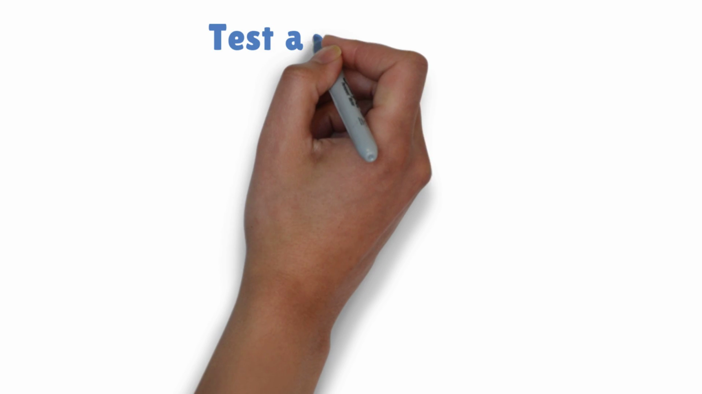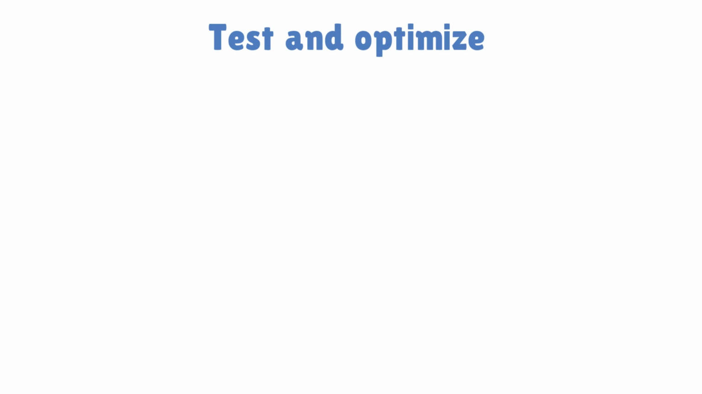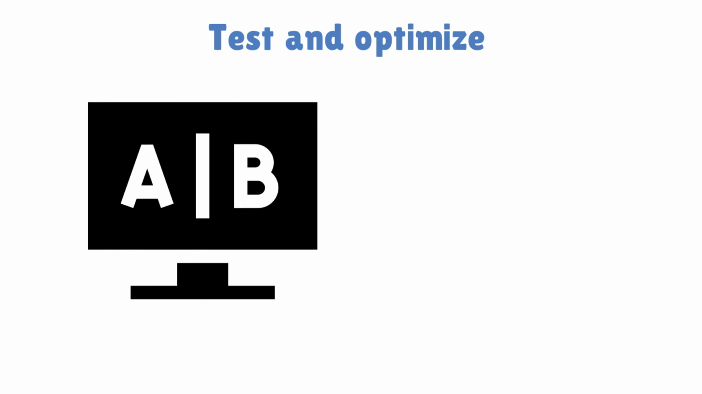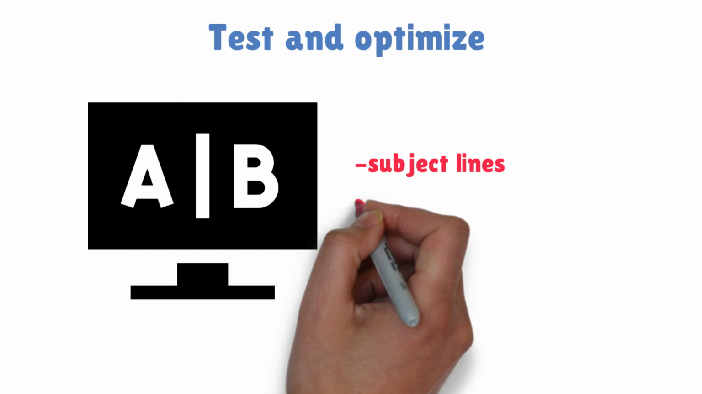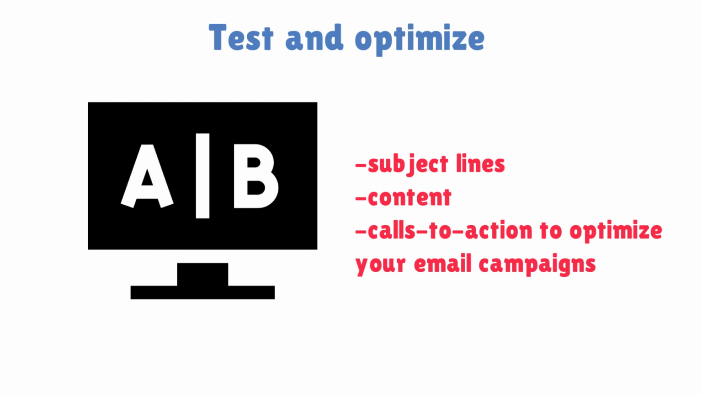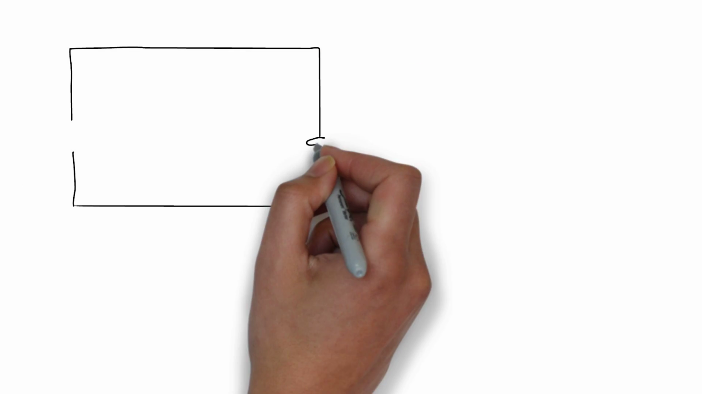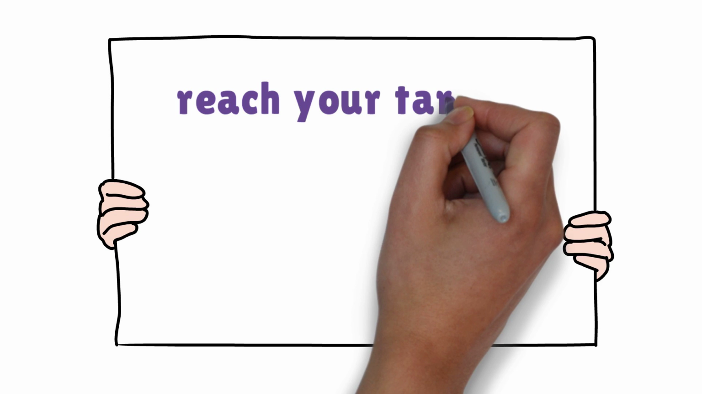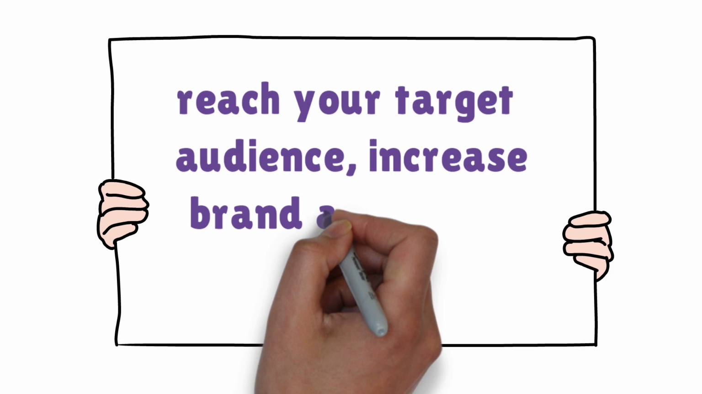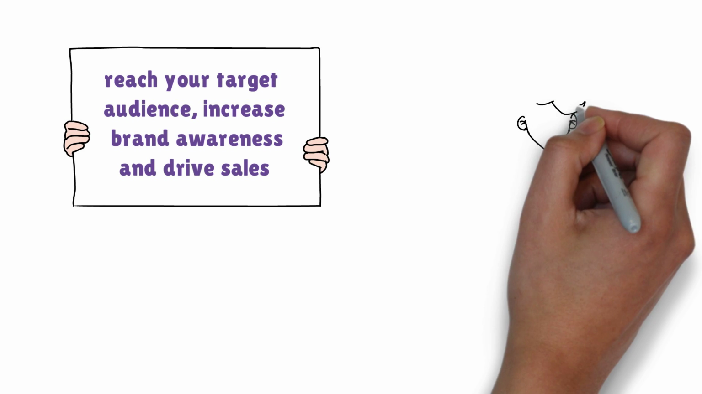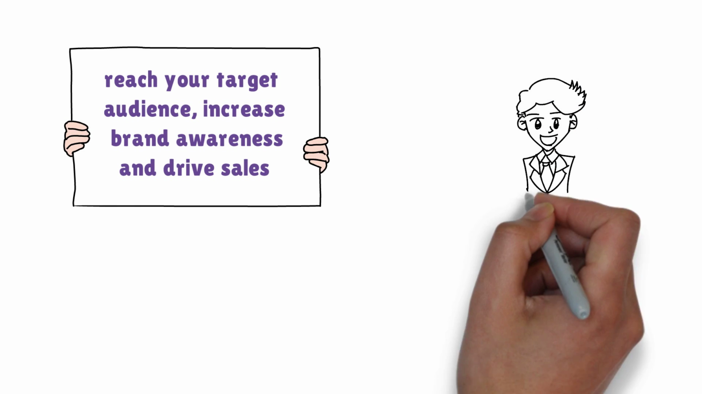And the final tip for this video is to test and optimize. A/B testing can help you understand what works and what doesn't. Test different subject lines, content, and calls to action to optimize your email campaigns. In conclusion, email marketing is a powerful marketing strategy that can help you reach your target audience, increase brand awareness, and drive sales.